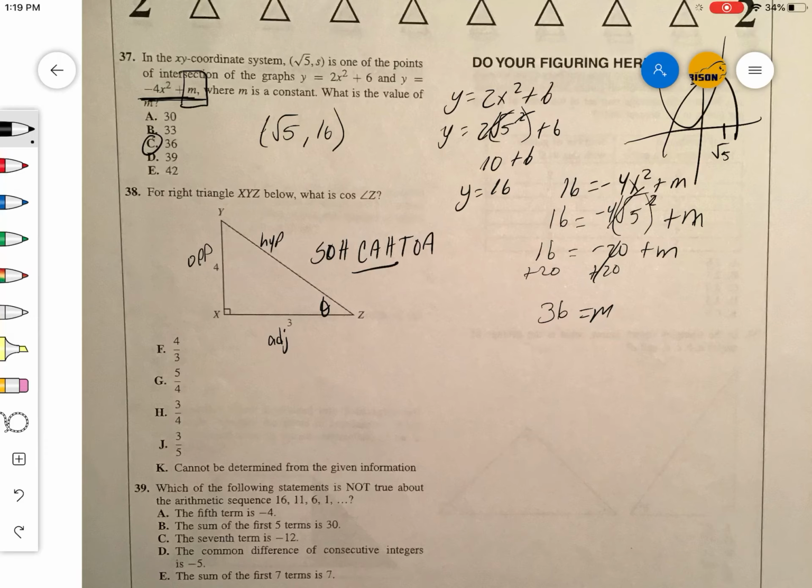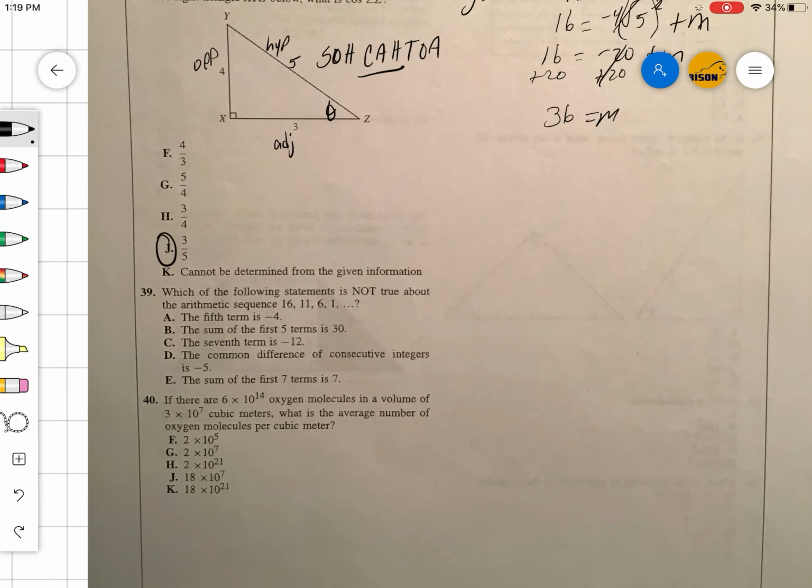Okay, so I need to do the Pythagorean theorem to get the other side length. If you do that, it gives you 5 because it's a 3, 4, 5 triangle. It's common. So I need the adjacent over the hypotenuse, which is 3 over 5, J.